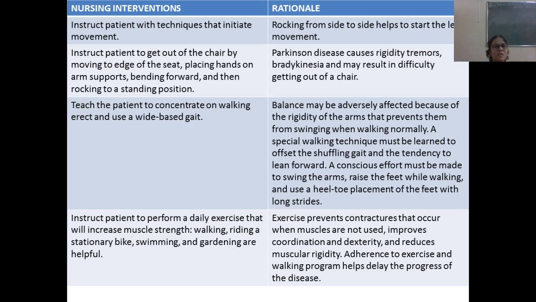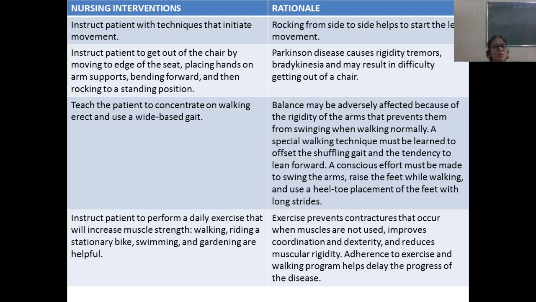The interventions are instruct patient with techniques that initiate movement. Rocking from side to side helps to start the leg movement. Instruct patient to get out of the chair by moving to edge of the seat, placing hands on arm supports, bending forward and then rocking to a standing position. Parkinson's disease causes rigidity, tremors, bradykinesia and may result in difficulty getting out of a chair.